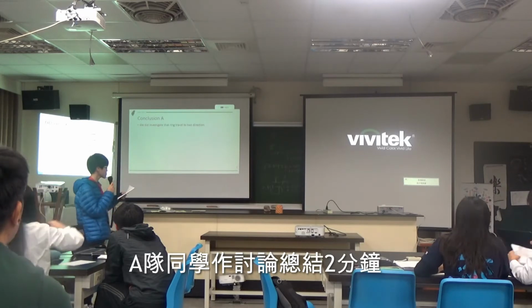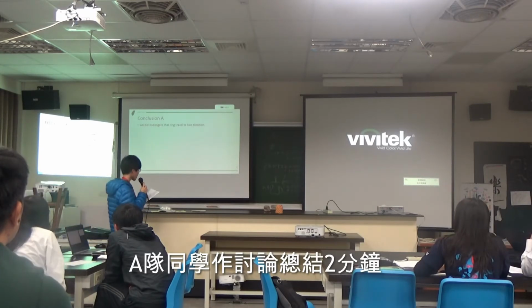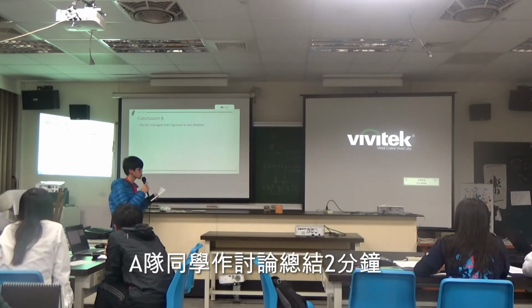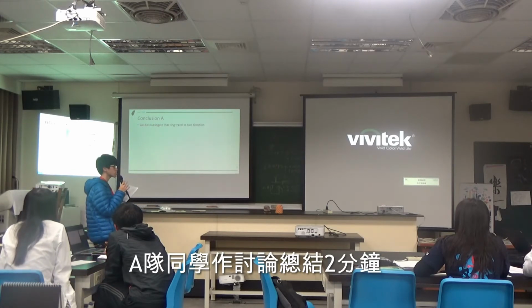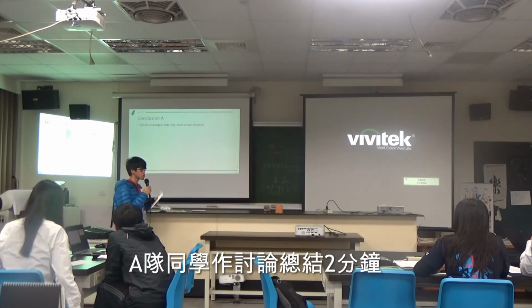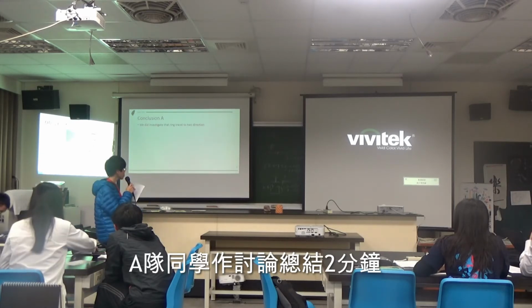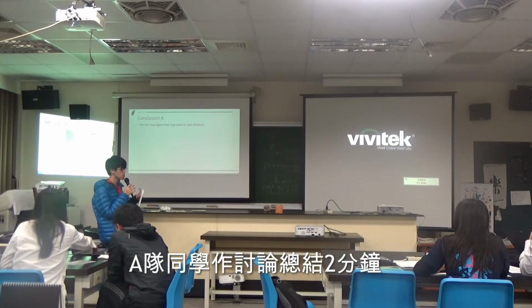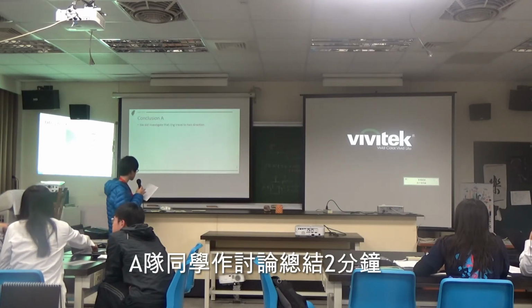I'm team A, and my conclusion for ring Euler is that we did investigate that the ring can travel in two directions. When we release the ring at different initial angles, it can travel in the two directions depending on the tilt.